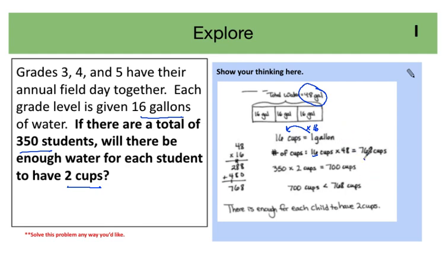So that's 768 cups. You'll see some of the side work over here: 48 times 16 gives us that 768. Now, we know there are 350 students, and we want them each to get 2 cups of water so that they stay hydrated during their field day celebration. So that means we need 700 cups to be able to give each of those kids 2 cups of water. We have 768. We only need 700. So there is enough for each child to have 2 cups.